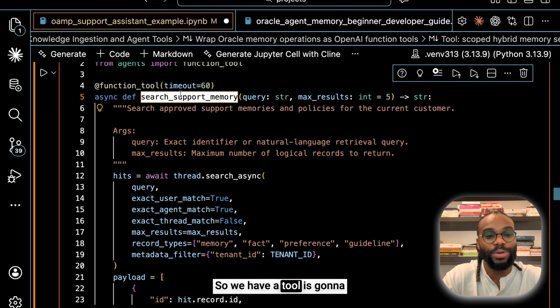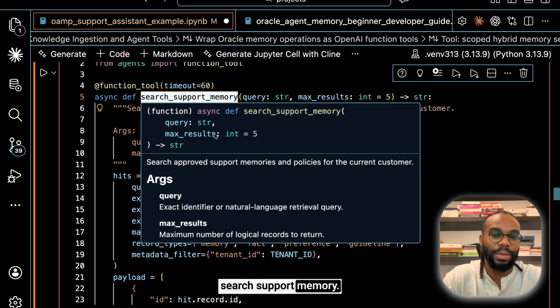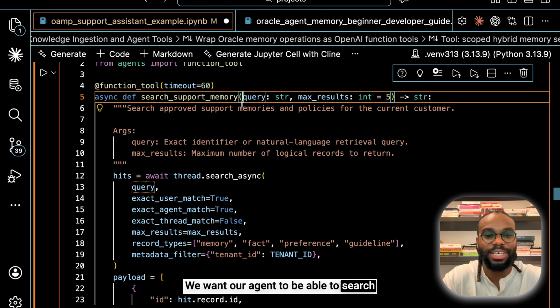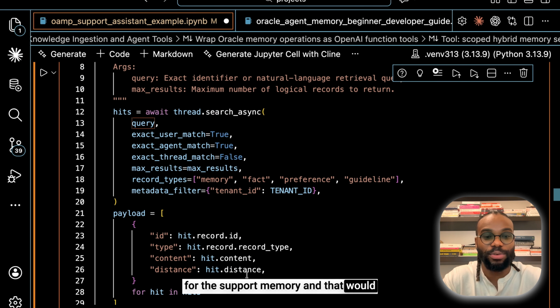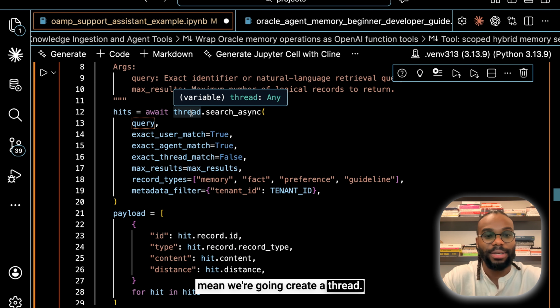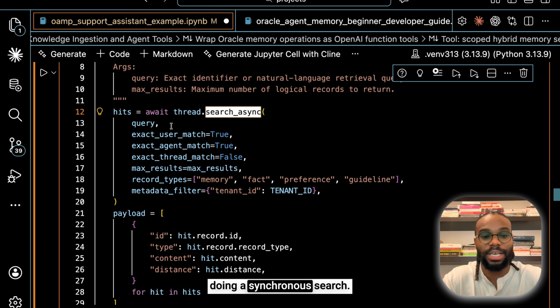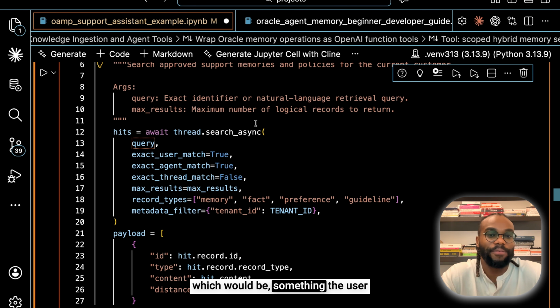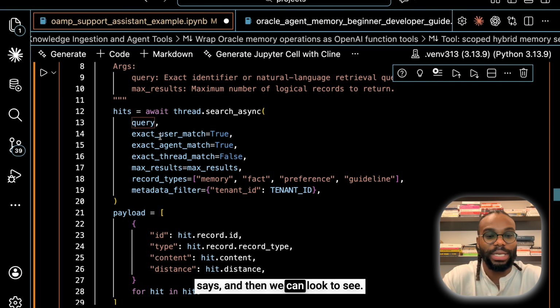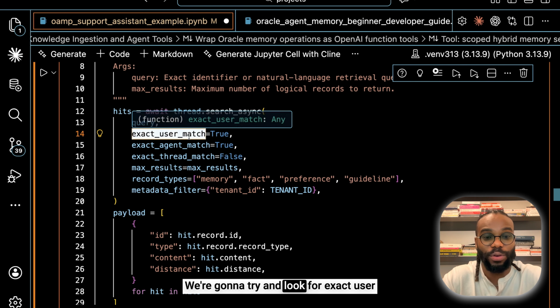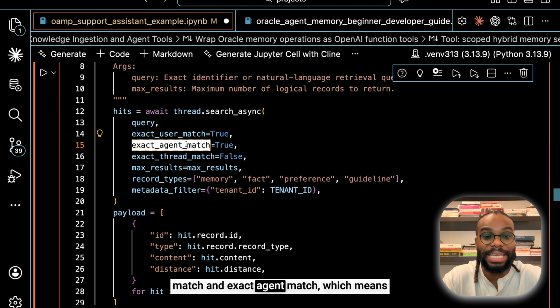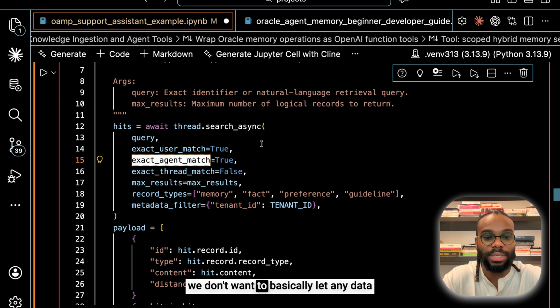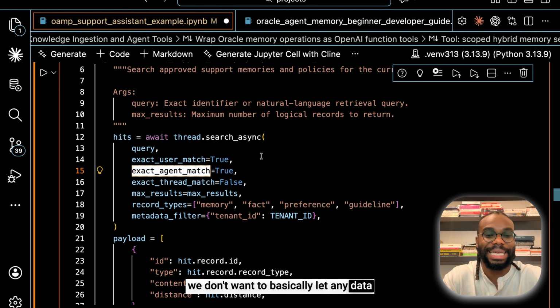So we have a tool which is going to search support memory. We want our agent to be able to search the support memory. That means we're going to create a thread, and in that thread we're going to do a synchronous search. We have the user query that comes in, which would be something the user says. And then we're going to look for an exact user match and an exact agent match, which means we don't want to let any data leakage happen within this current thread.